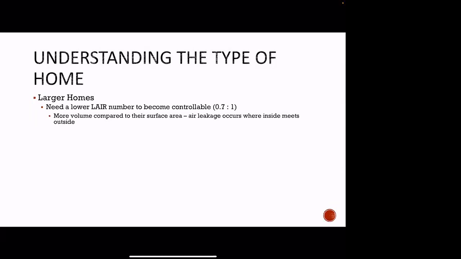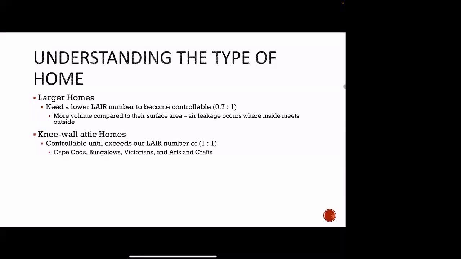On the surface area of the outside walls. So it takes a little bit more control or lower leakage numbers to actually get under control. Knee wall attic homes that we run into, those could be Cape Cods, bungalows, Victorians, arts and crafts homes, areas above garages that were converted and now connected to the home. They get outside of control once they exceed our layer number of 1 to 1.